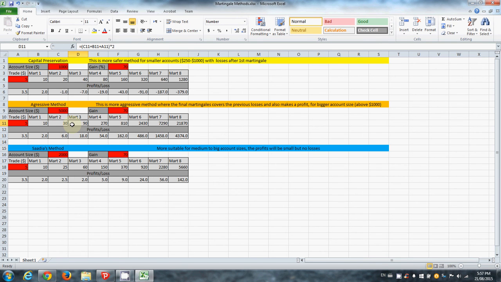Now in the third martingale, again, you add all your previous trades and then double that up. So this is, as you see, riskier and more aggressive, and not good for small size accounts. And so on and so forth.